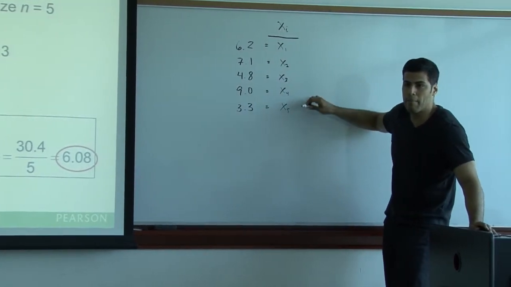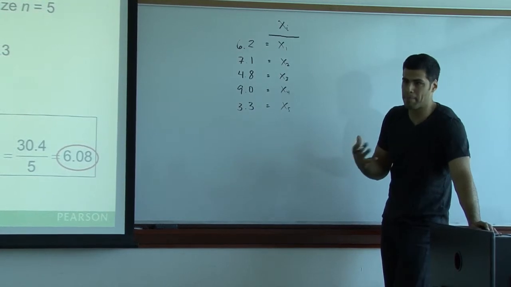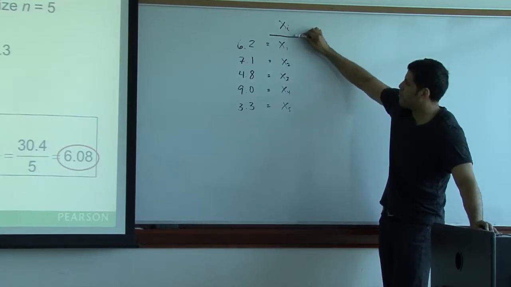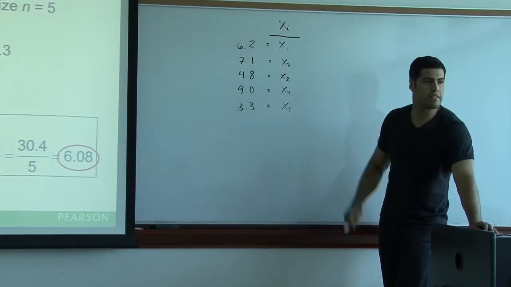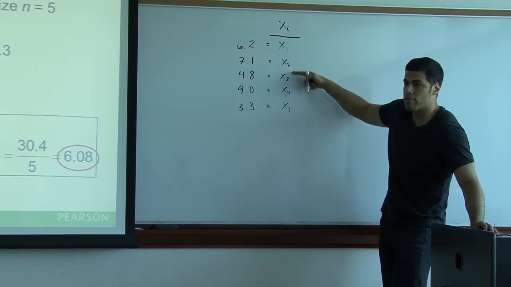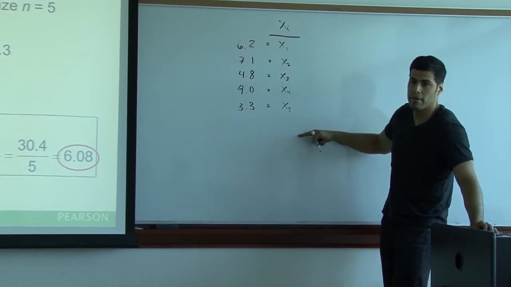How many do you have? You have n of them, right? n observations. In this case, 5. So i equals 1, then i equals 3. That's all it is, right? So the formula says take all these x values, add them up, right?